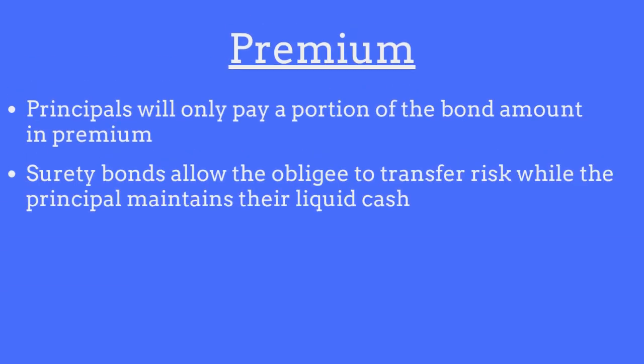A surety company provides, in essence, a line of credit to the principal. For a small percentage of the bond amount, the obligee's need to transfer the risk is met, and so is the principal's need to hold on to liquid cash.